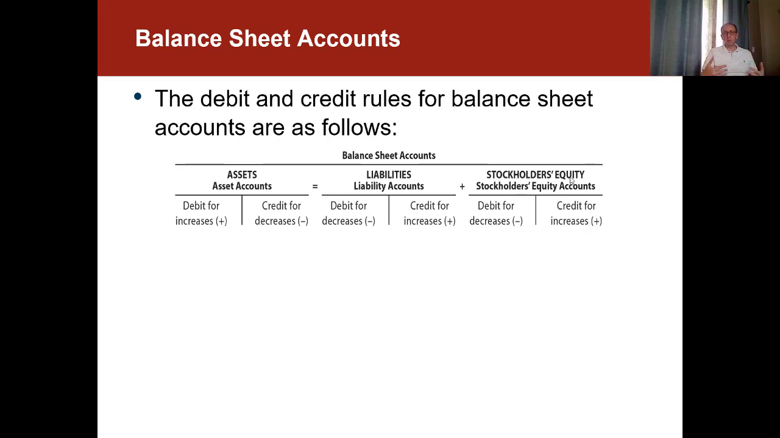And we typically record the increase where the account has a preference. So if it's an asset, they prefer the debit side, we record the increase on the debit side. For liabilities and equity, they like the credit side, so we record the increase on the credit side. And the opposite when it comes to decreases. So if I want to decrease an asset, I record it on the credit side. If I want to decrease a liability or a stockholder's equity, we record it on the debit side.